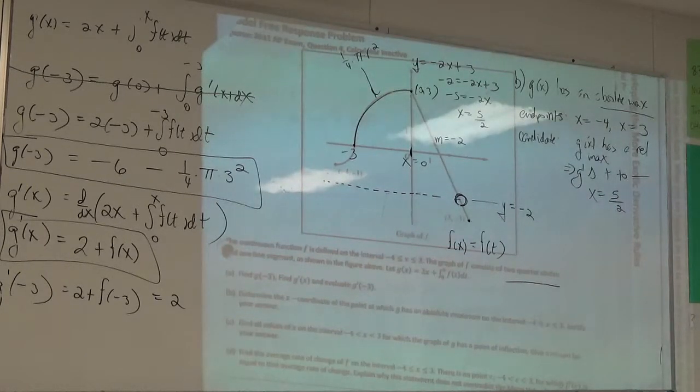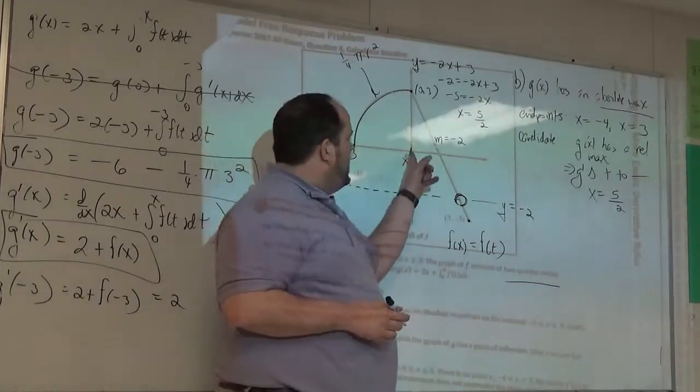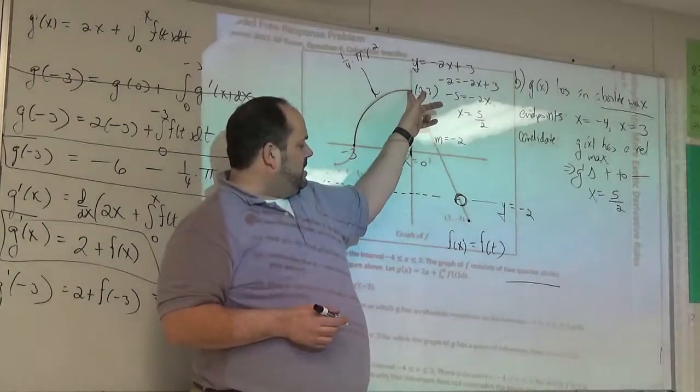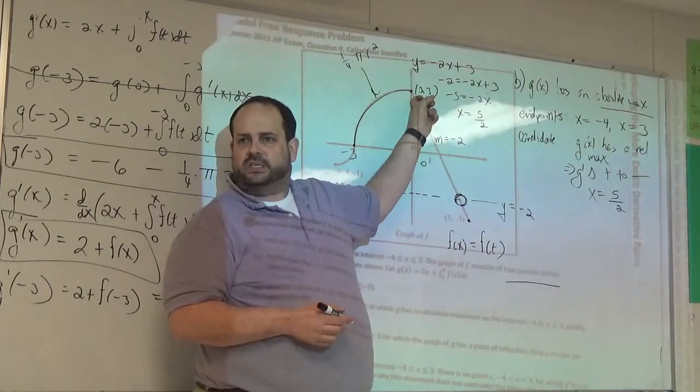I don't even know what the graph of g looks like, so it doesn't make sense to talk about concavity. If we want to have a conversation about g prime changing from increasing to decreasing or decreasing to increasing, well, can we figure that out? Yes. Where would g prime change from increasing to decreasing? It's going to have to be at x equals 0, because at x equals 0, that's where f changes from increasing to decreasing.